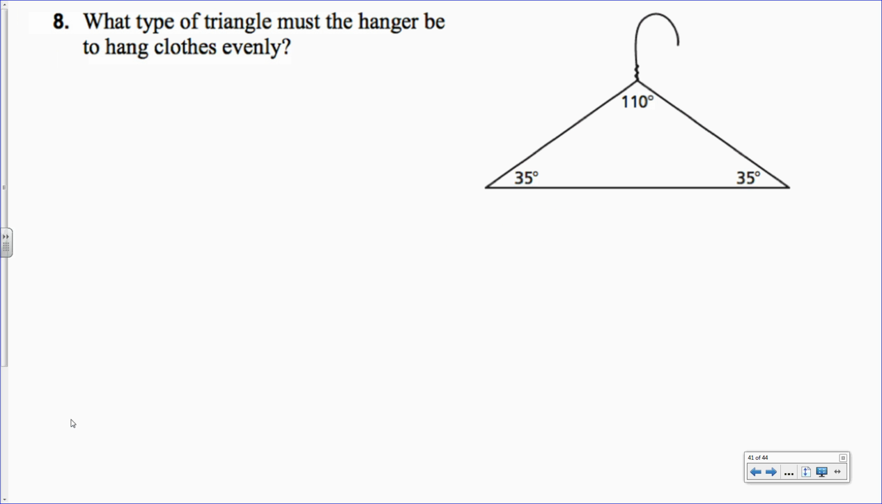And the last one says, what type of triangle must the hanger be to hang the clothing? Well, is it acute, obtuse, or right? There's one obtuse angle, so we would say that it is obtuse and isosceles because there are 2 that are the same. And let's talk about that. If these 2 angles are the same, it means these 2 sides are going to be the same. That's the rule of isosceles. You're now done with this activity, and you can go ahead and turn this in and move on to your next assignment.